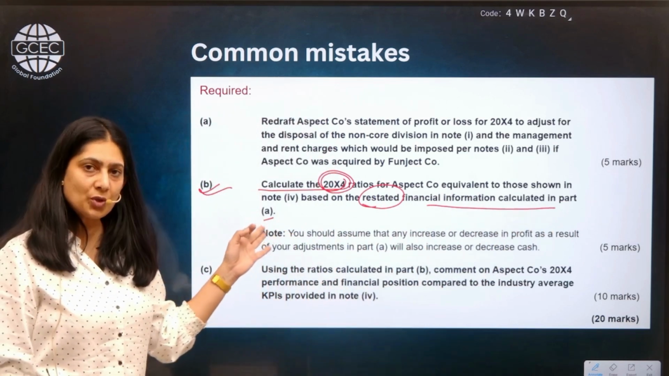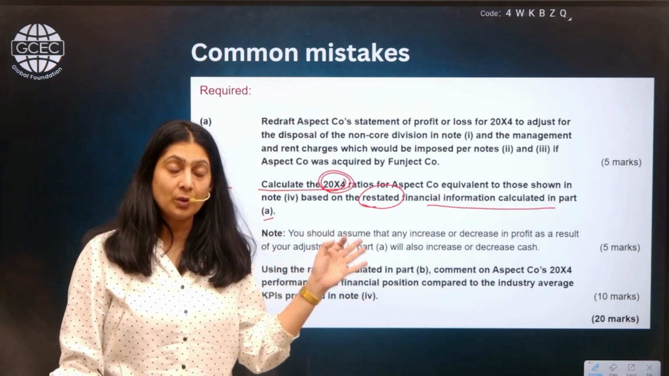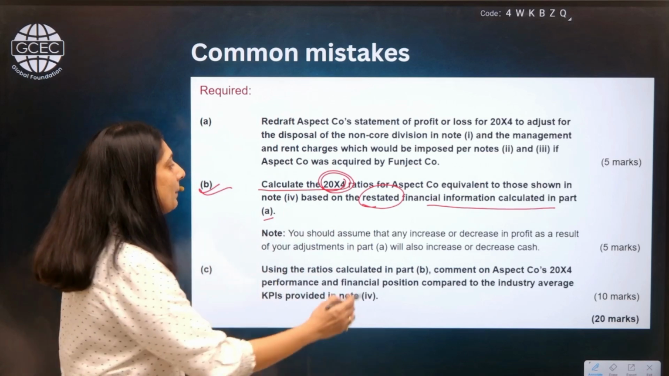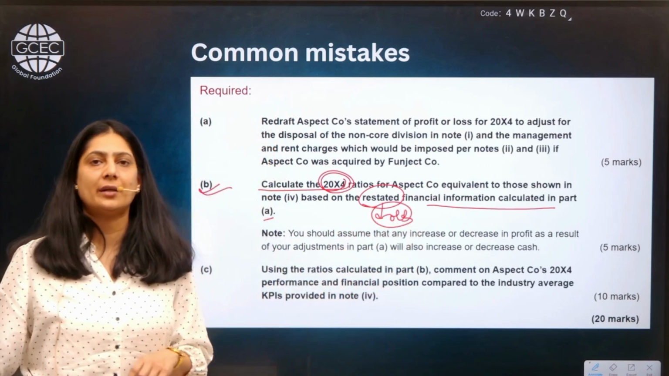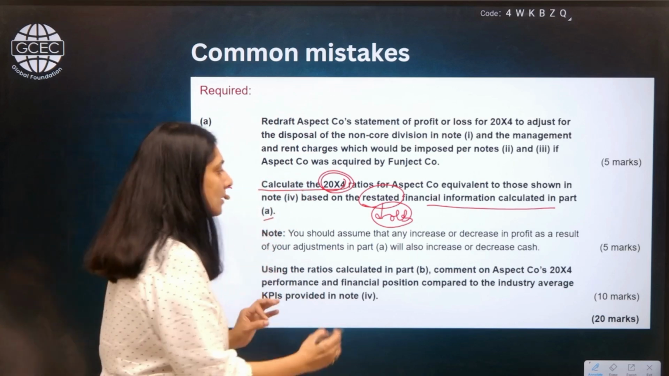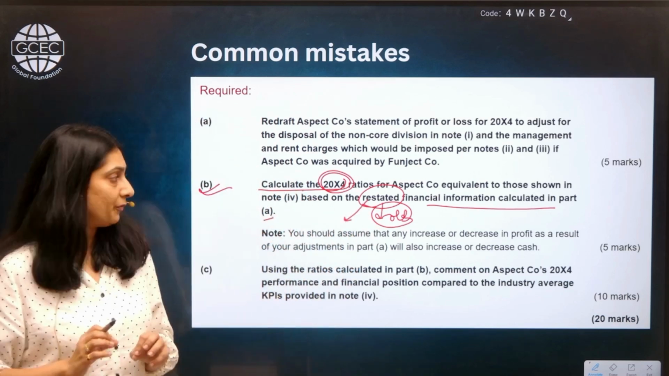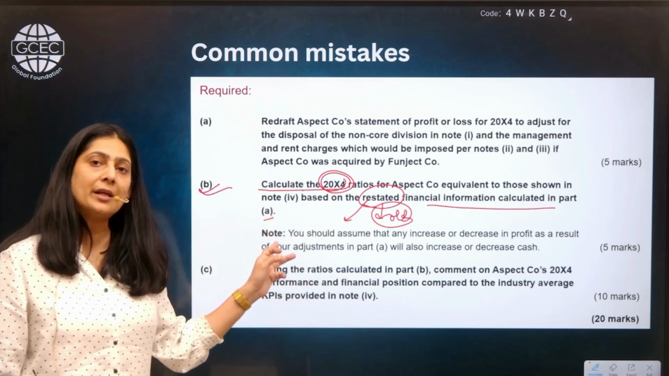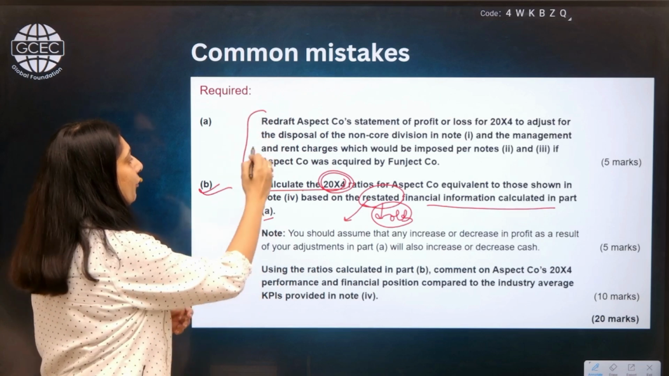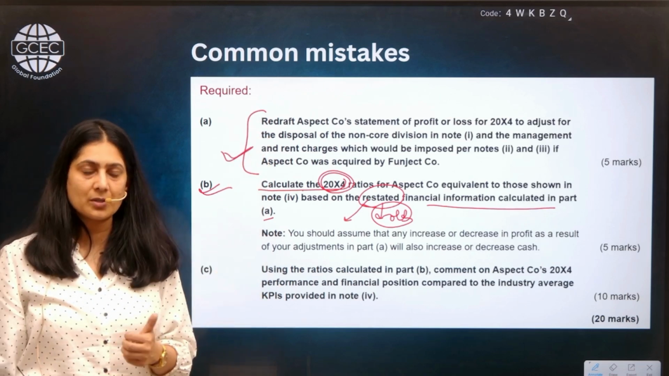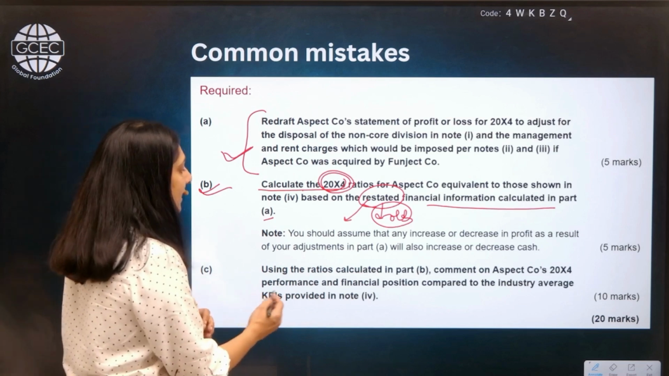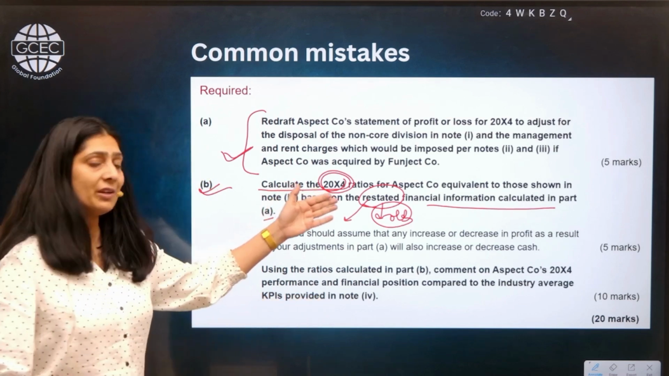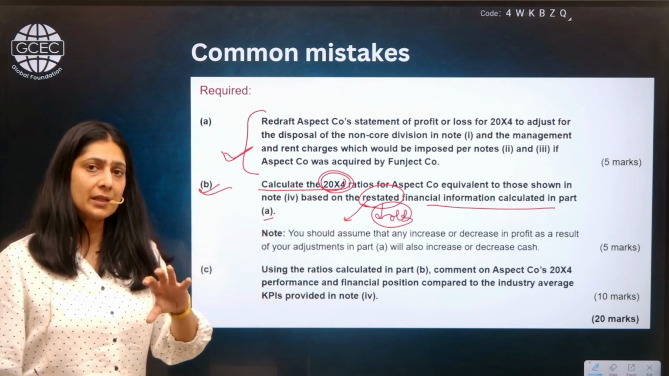Now, this is a question which has also been covered in the examiner's report, where the examiner has said that people have taken the old figures and recalculated the ratios. Okay, the question is specifically asking for the restated financial information which is calculated in part A, where you have calculated the figures again and given the revised figures. So please read the question very well. It is important.